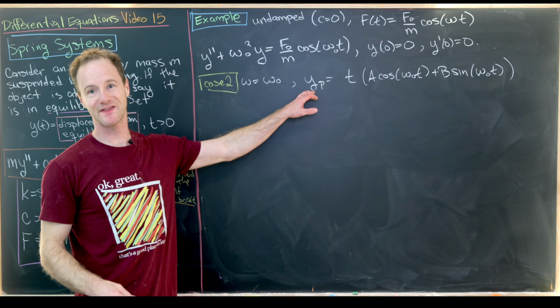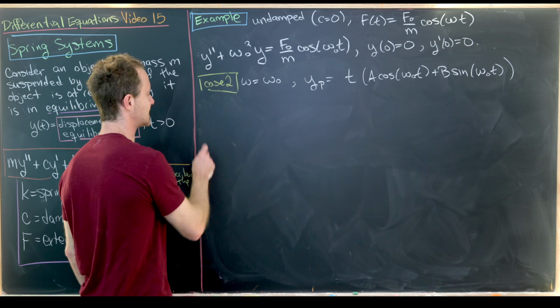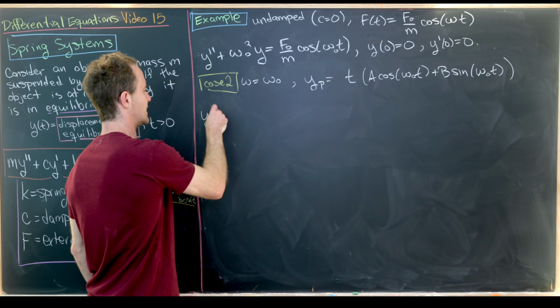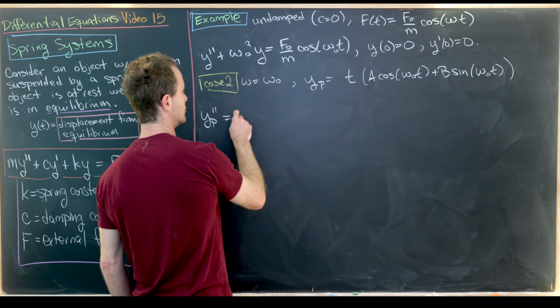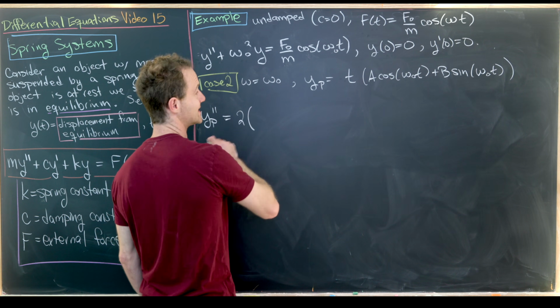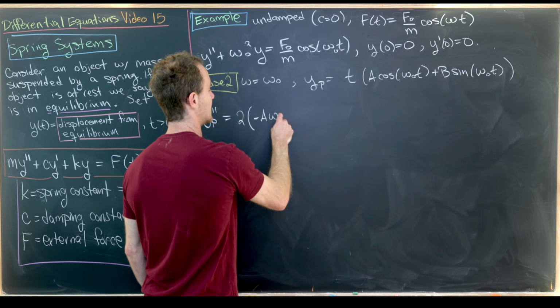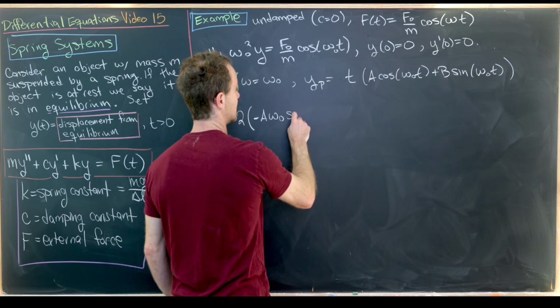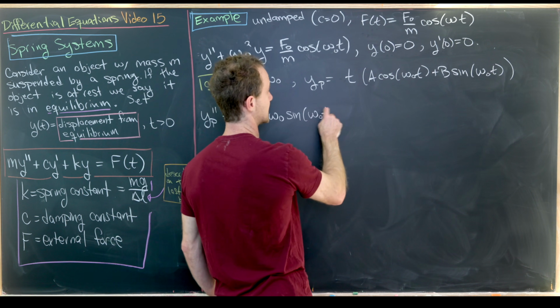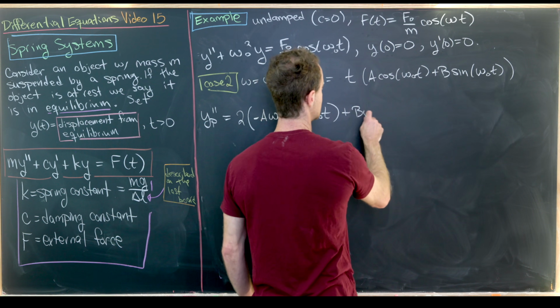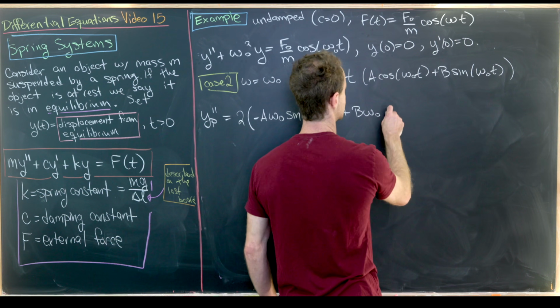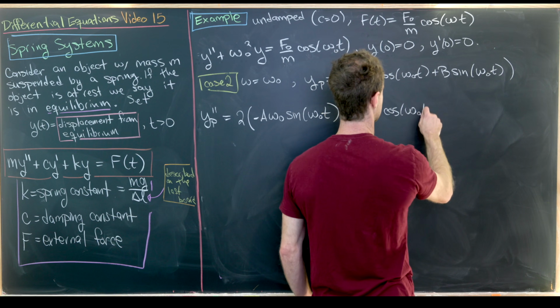Okay, so now let's take the second derivative of yp. I'll skip taking the first derivative. So we have yp double prime will be equal to, we'll have 2 times minus a times omega naught times sine of omega naught times t, and then plus b times omega naught times cosine of omega naught times t.